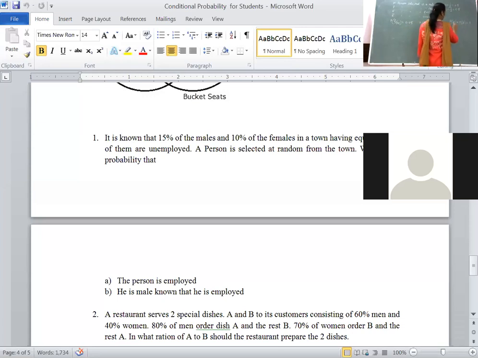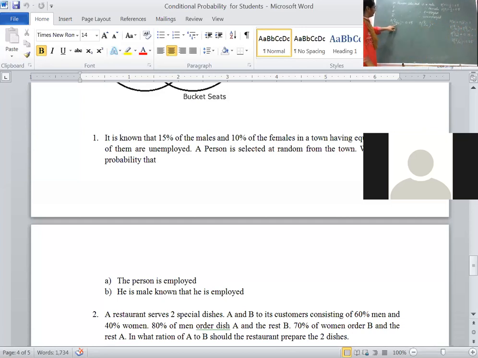We need to find out male is employed. Here, instead of probability of A, what am I writing? Male is employed. We don't know that. What is the complement? We know male is unemployed. That is equal to 1. This we have to calculate. Plus this 0.15 is equal to 1. Probability of male is employed is equal to 1 minus 0.15, that is 0.85.